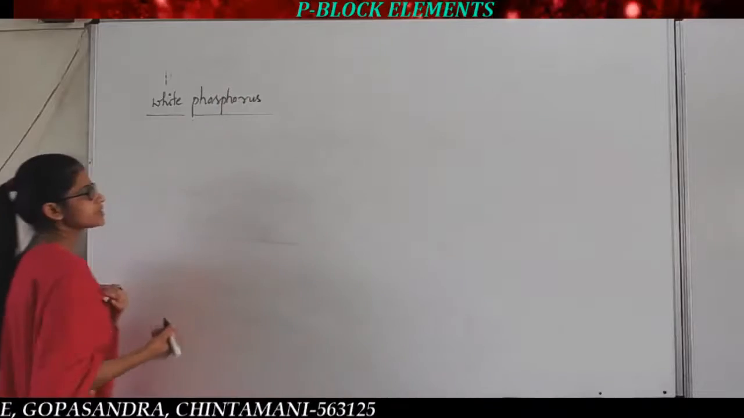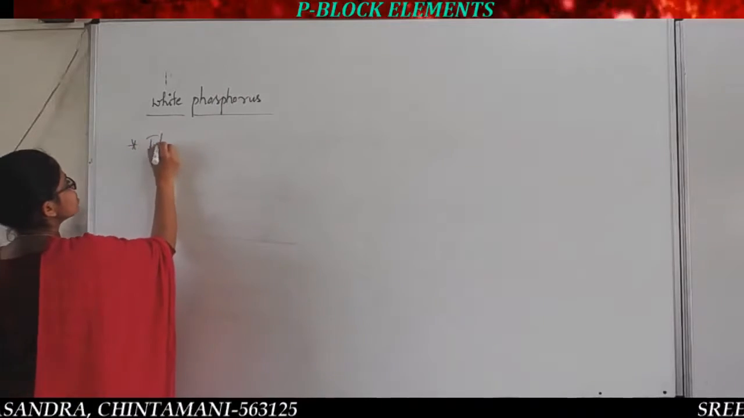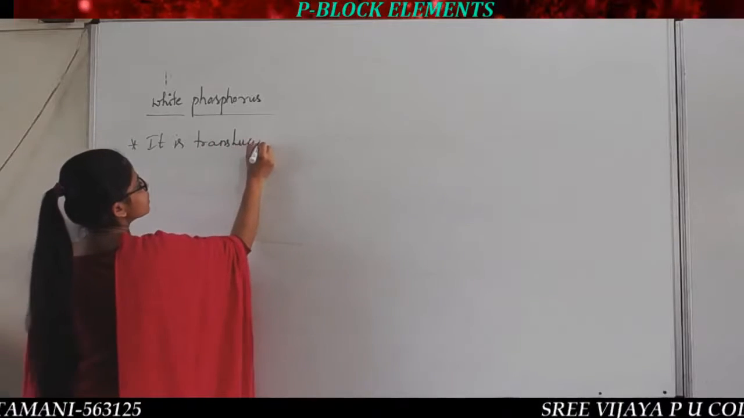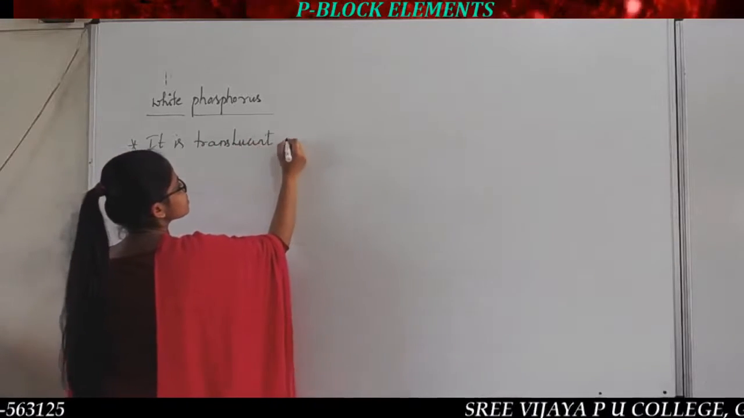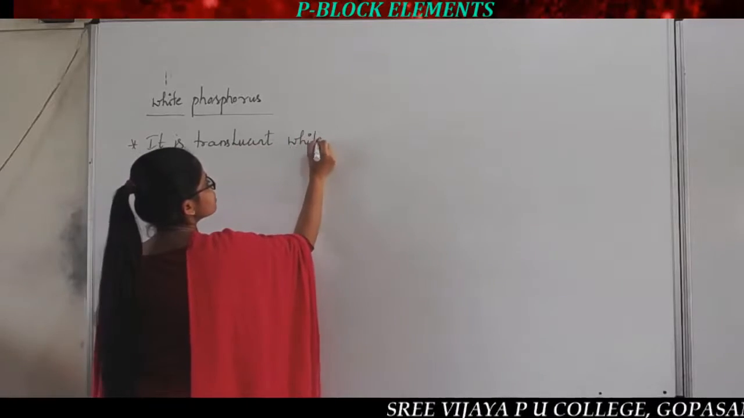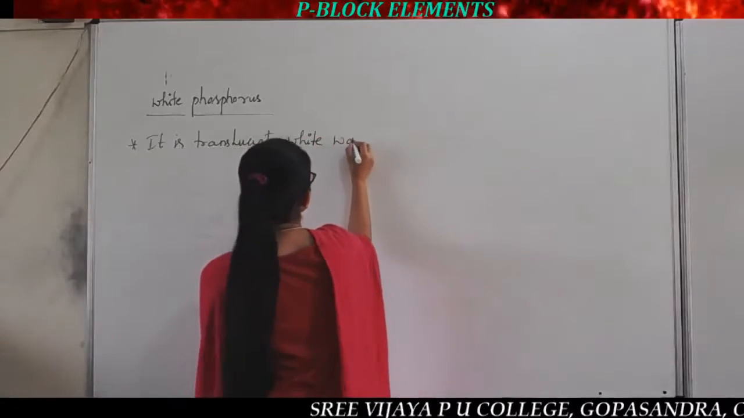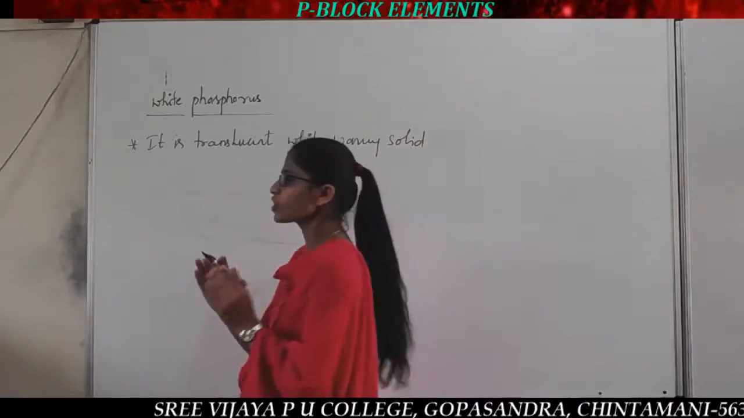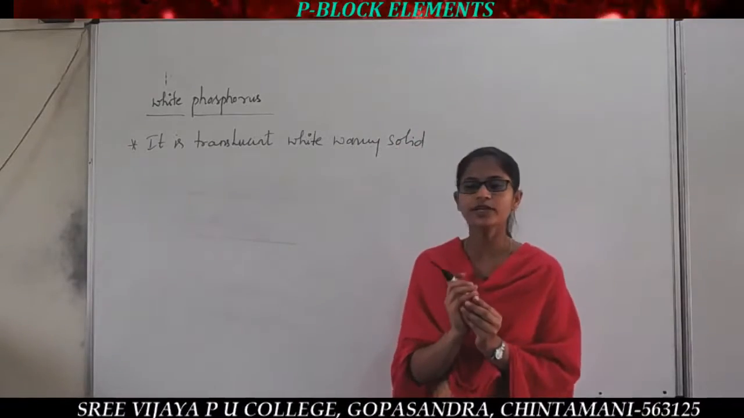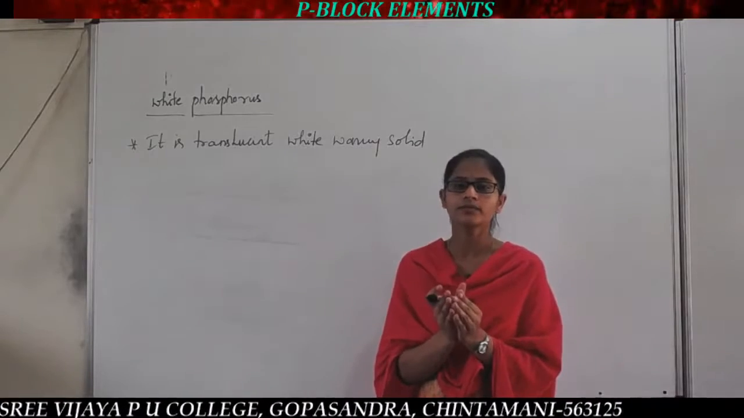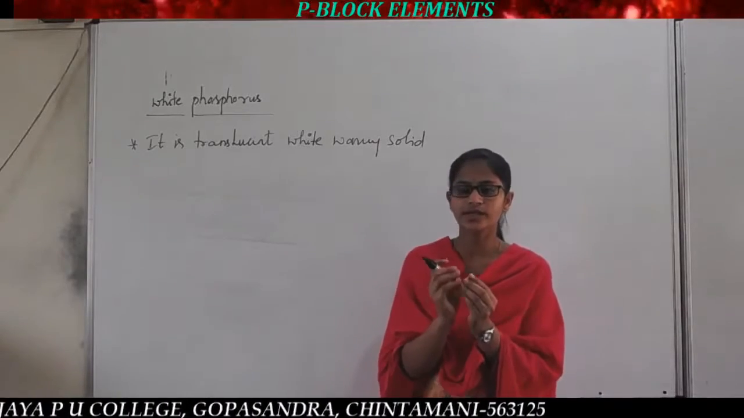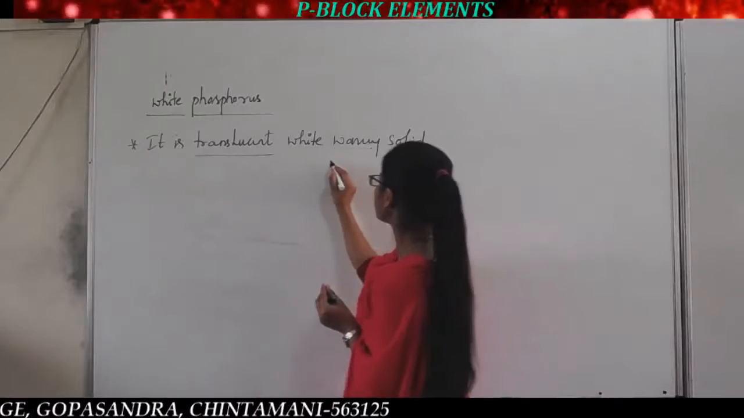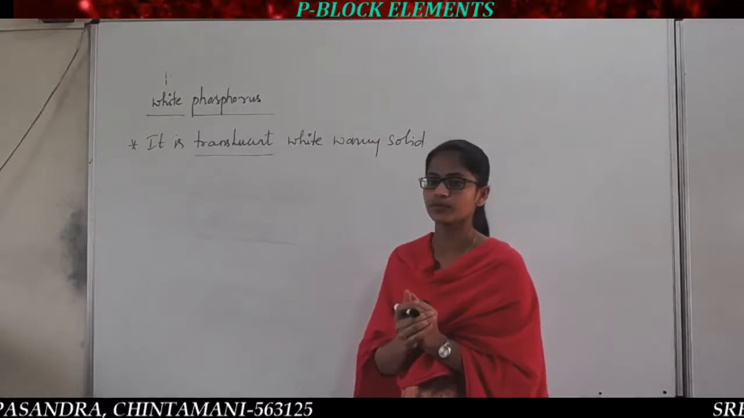The white phosphorus is a translucent, white, waxy solid. Actually it is soft in nature. Again it is a solid and waxy in nature, like gummy. So basically we call it a translucent white colored waxy solid.